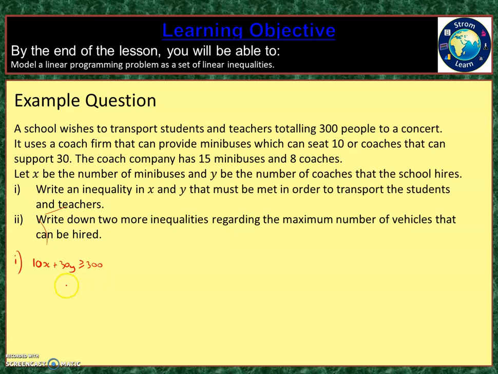So what we could then do is take this inequality and divide everything through by 10 to give us x plus 3y is greater than or equal to 30, just because we get slightly nicer numbers to deal with.